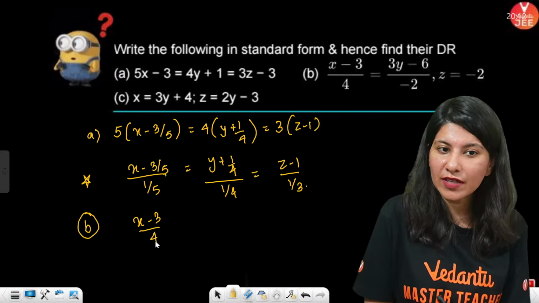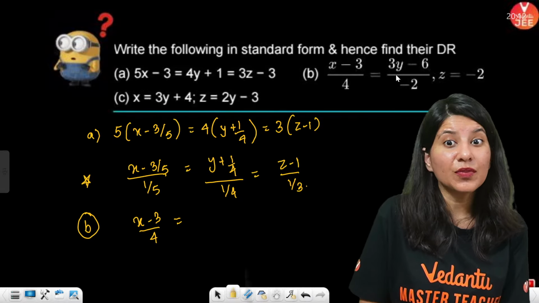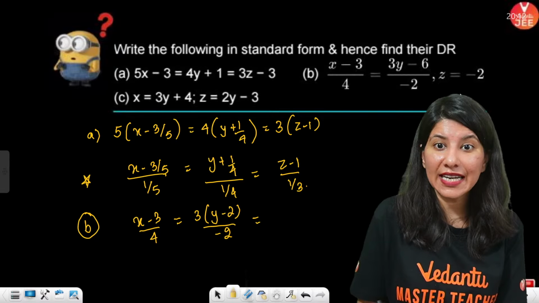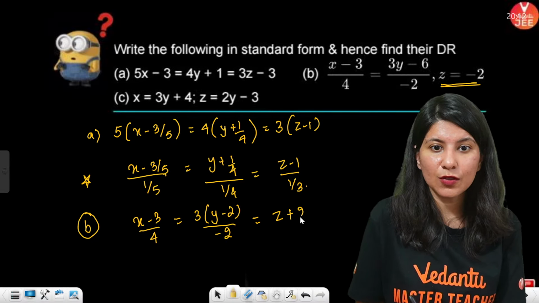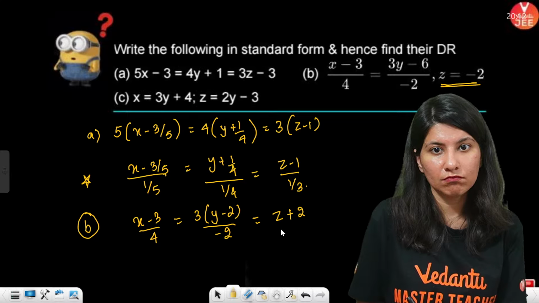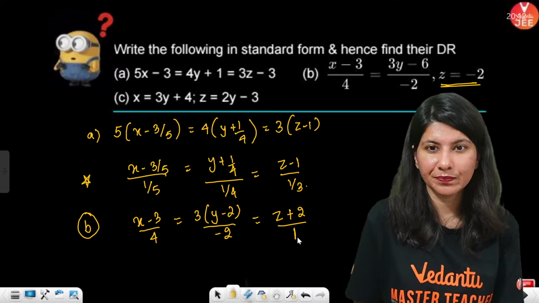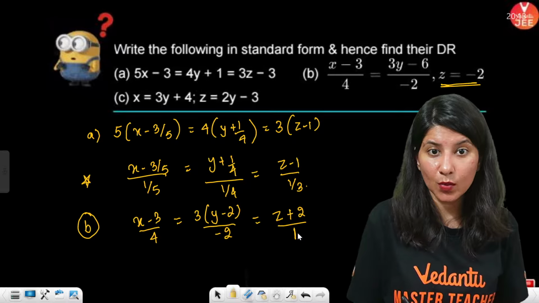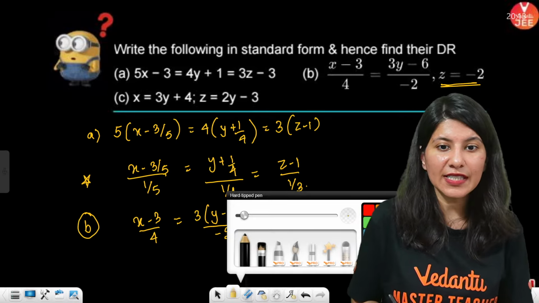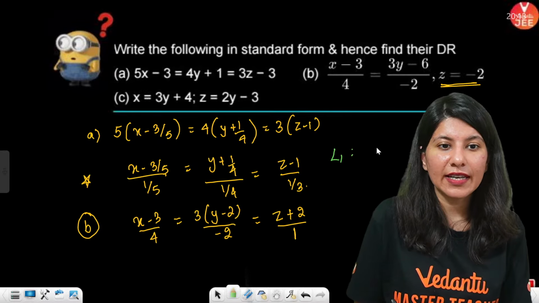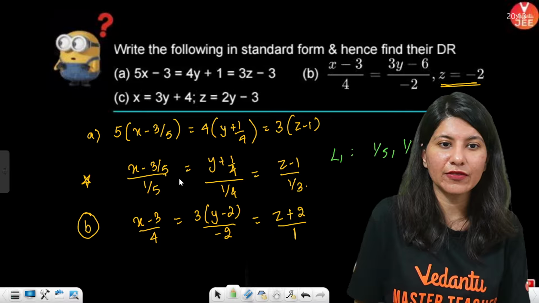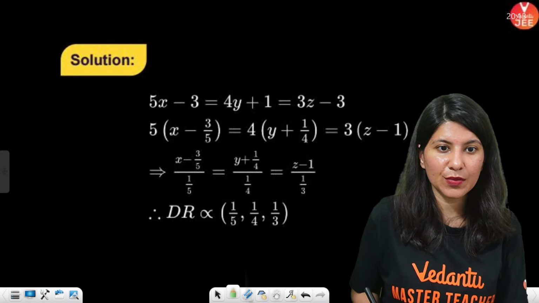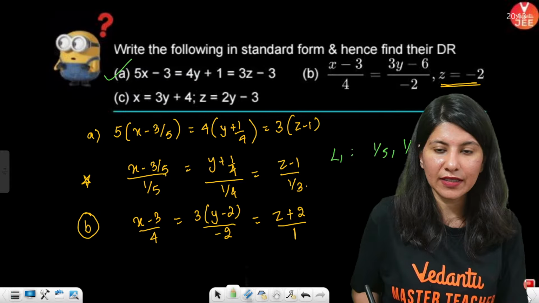x minus 3 by 4, correct. And now in 3y minus 6, you can take 3 common: y minus 2 upon minus 2. And z equals minus 2, so this is z plus 2 upon 1... z equals minus 2 upon 0 basically. See, first line is having direction ratio 1 by 5, 1 by 4 and 1 by 3. First line is done. So the direction ratio is 1 by 5, 1 by 4 and 1 by 3, correct? This is your direction ratio.